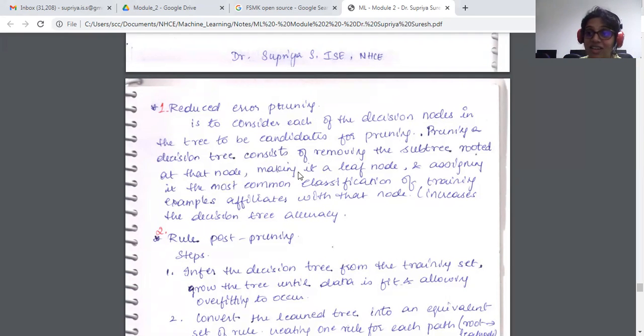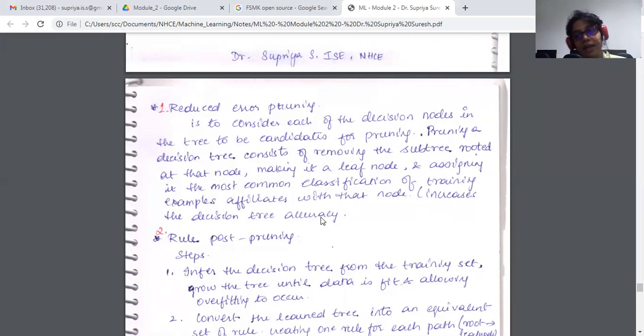As I told you earlier, it tries to make a node a leaf node whenever it finds some error data or missing data, and then assigns it the most common classification of the training examples, either yes or no. If all the values are yes, you make it a leaf node for yes; if no, you make it no. Assigning the most common classification of the training examples associated with that node increases the decision tree's accuracy, because one advantage is that it handles the missing data or error data.